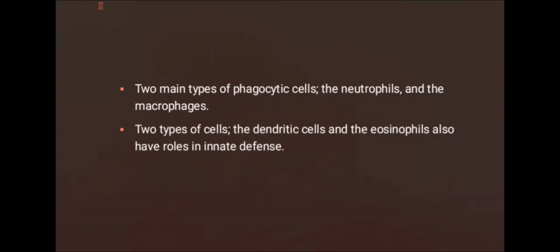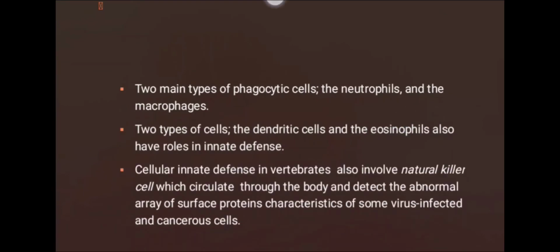Two other types of cells, the dendritic cells and the eosinophils, also have roles in innate defense. Dendritic cells mainly populate tissues such as skin that contact the environment, and eosinophils, often found in the tissue underlying an epithelium, are important in defending against multicellular invaders such as parasitic worms. Cellular innate defense in vertebrates also involves natural killer cells, which circulate through the body and detect the abnormal arrays of surface proteins characteristic of some virus-infected and cancerous cells. Natural killer cells do not engulf stricken cells; instead they release chemicals that lead cells to death.